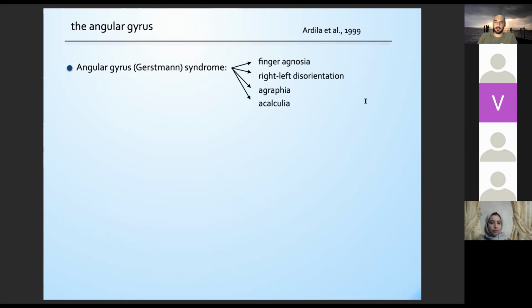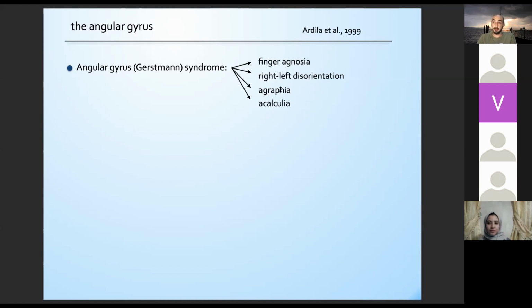Finger agnosia. You cannot categorize your fingers, okay? You don't know if this is your pointing finger, if this is your middle finger, regardless of whether you look at them or whether someone touches your fingers. So you have finger agnosia, right-left disorientation. So for all those people who have problems to distinguish right and left, they might have some kind of problem at the angular gyrus. Kidding.